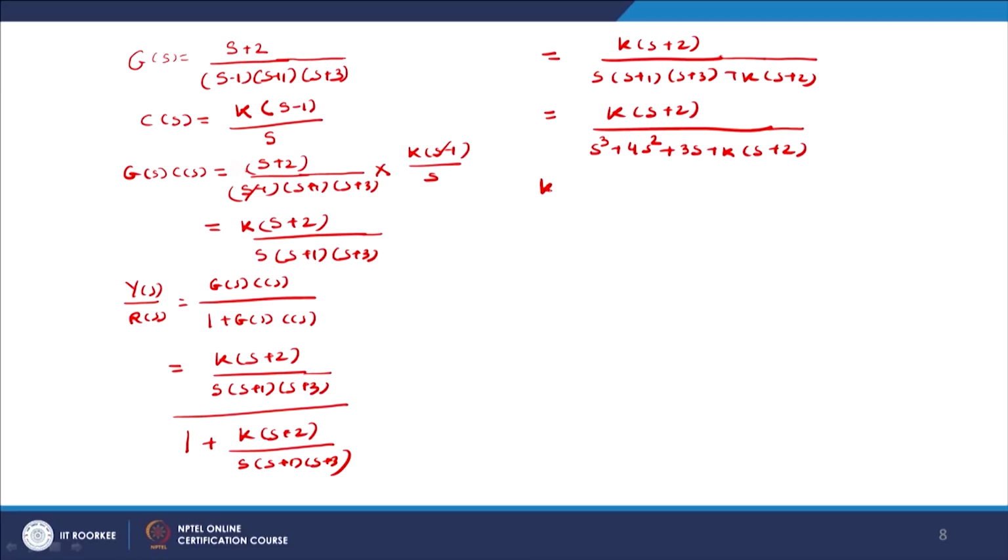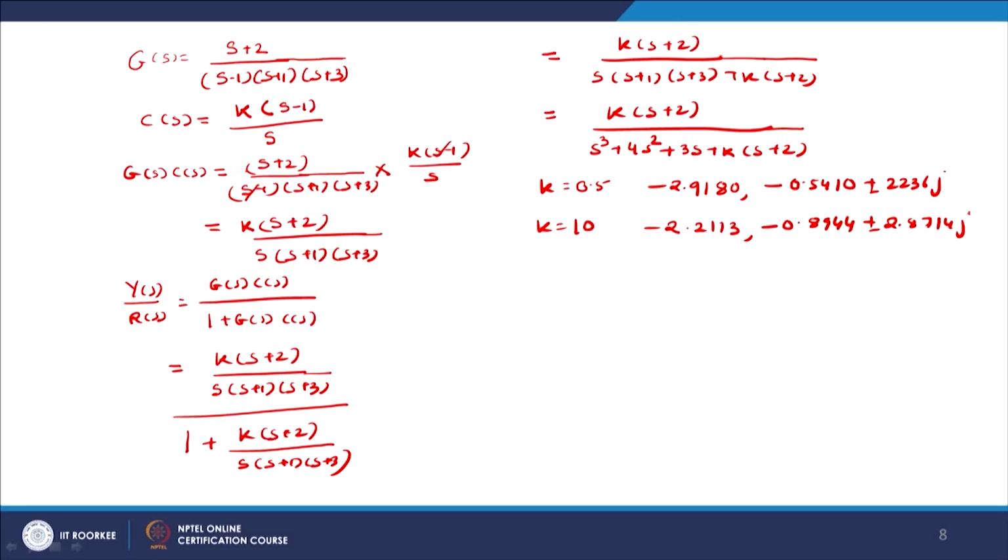Now in this case we will take different values of K. First of all, we will take K equal to 0.5. So you will get the roots as minus 2.9180, and the other roots are minus 0.410 plus minus 0.2236j. When we take K equal to 10, we will get roots as minus 2.2113 and minus 0.8944 plus minus 2.8714j. So we find that for K equal to 0.5 we have got these roots, and for K equal to 10 we got these roots.